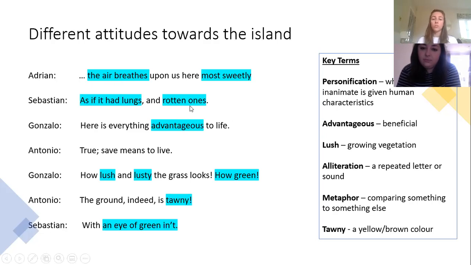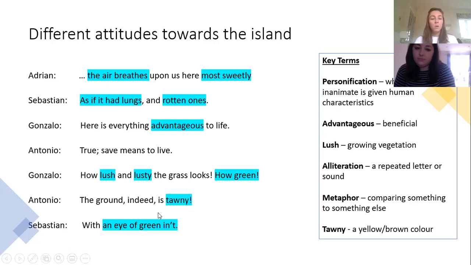So the use of the word rotten there is obviously tainting this idea of what the island really presents. And we can see that Sebastian has a very different relationship with this landscape. The word advantageous here is used by Gonzalo, which means beneficial. So once again, suggesting that the island is bringing about some life-affirming qualities, that to be there, to experience this environment and this land is actually a great thing for each character, and they're learning a lot in doing so.